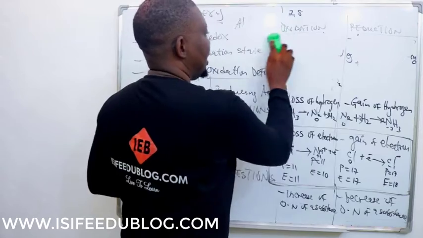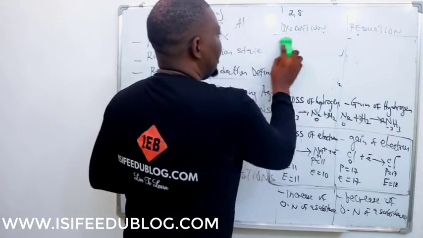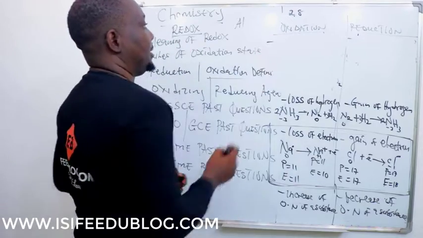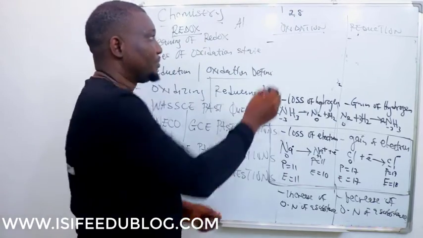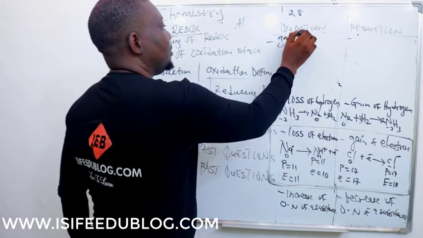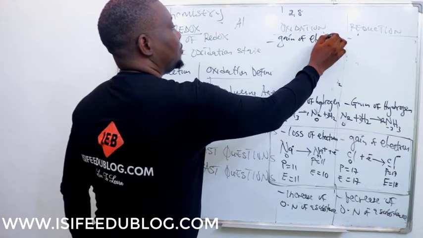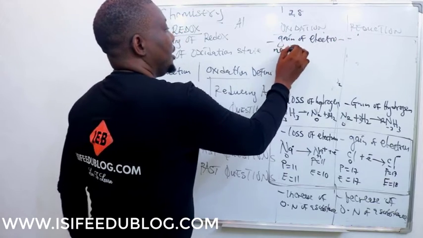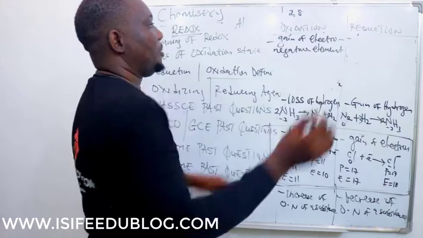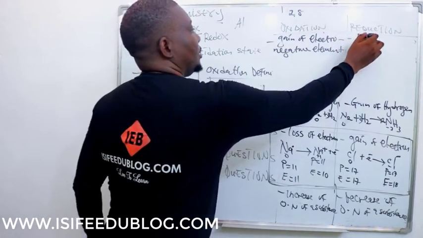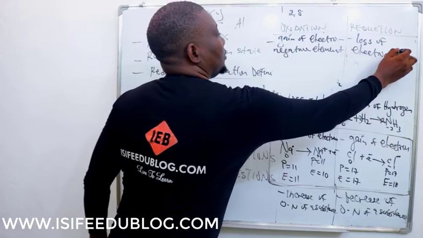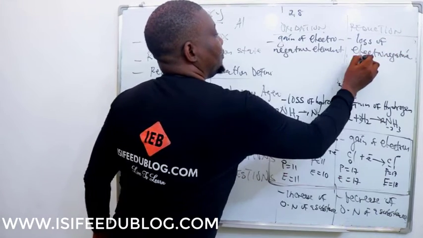I'll add more of the definitions. Suppose it has to do with electronegativity this time. What if it has to do with electronegativity this time? I will say that oxidation is the gain of electronegative elements. So that means the opposite, reduction, will be the loss of electronegative elements.